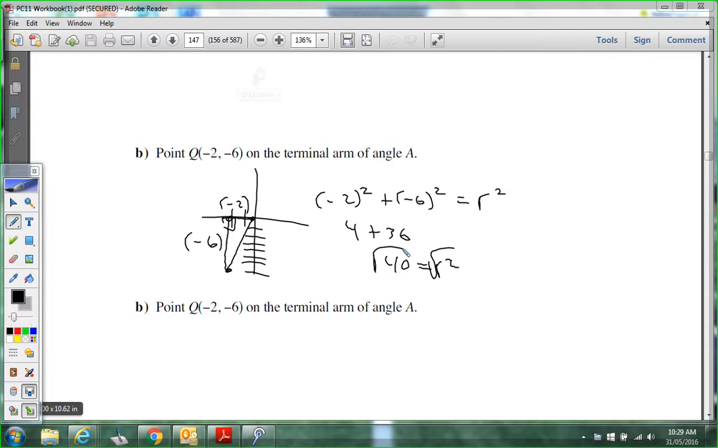40 breaks down to 4 times 10. Pull the 4 out, so r equals 2 root 10. That's your exact value, your exact answer.